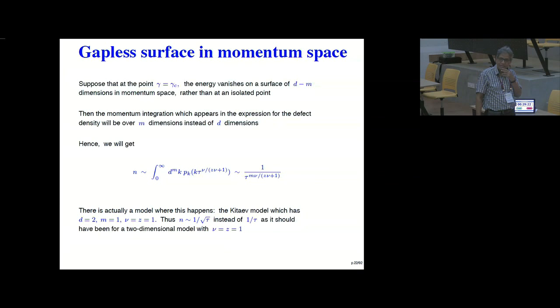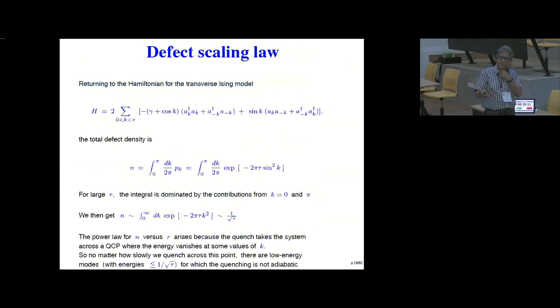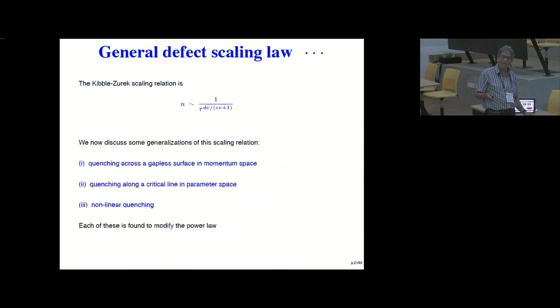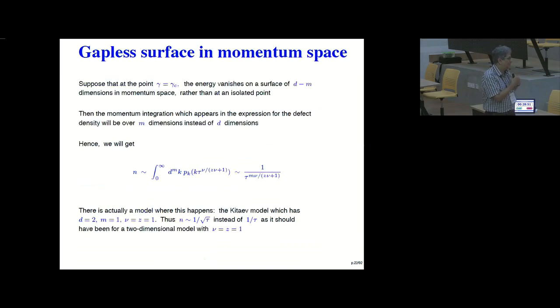Okay, I think I got a little confused here. It's like saying, in the transverse field Ising model, you do this integral over k to get the defect density. But the gap is zero only at k equal to zero, and you don't keep k equal to zero only. That's just a point. It's the same story here: it vanishes on a surface, but a surface is a set of measure zero compared to the full volume. It's just one single surface in a higher dimensional space, so it will not make any contribution. You have to integrate over everything. There are the other d minus m dimensions here, and that integration is also there, but it just contributes a constant.